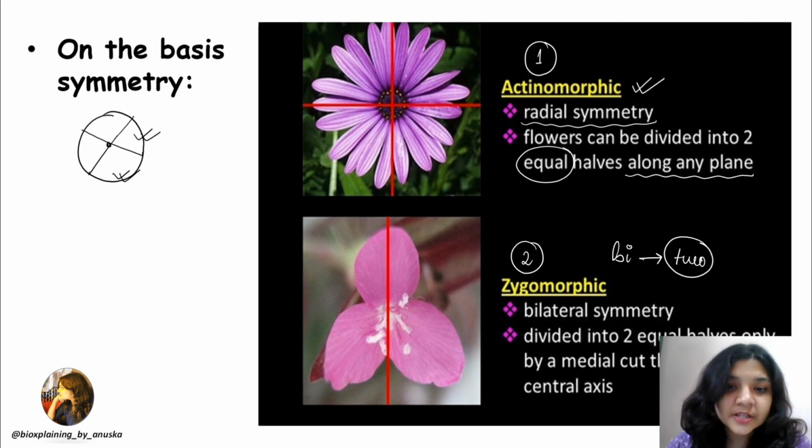Now just for instance, say I want to cut the flower from here, this line. Suppose I cut the flower from this line. Does it make two equal halves? This part and this entire half, is it equal? No, right? So that does not qualify as a line to separate the flower into two halves. So there is only one such possible line or one such plane to separate the flower into two equal halves.